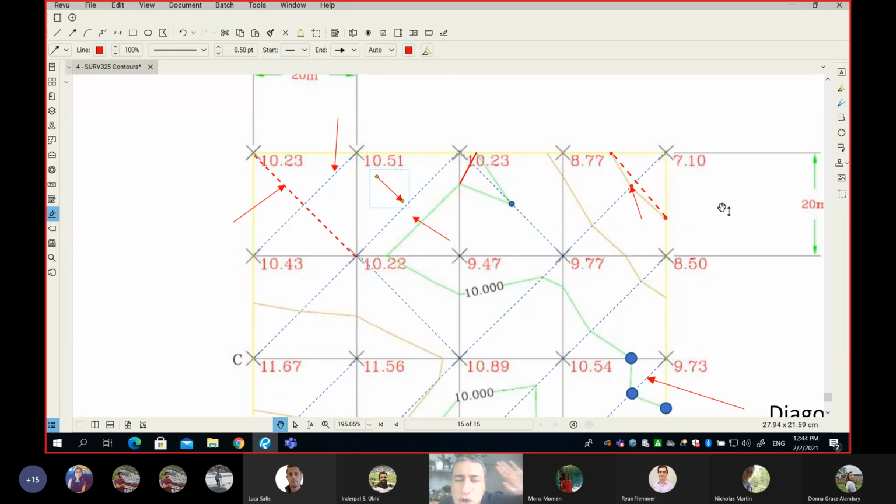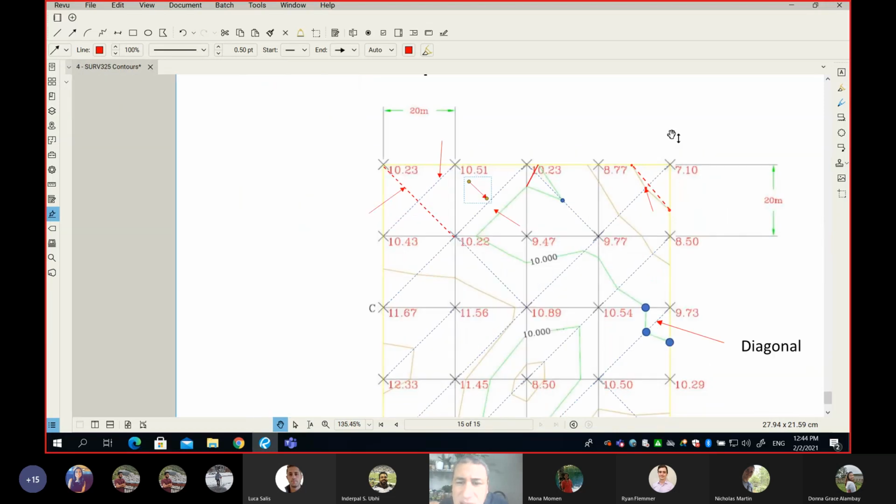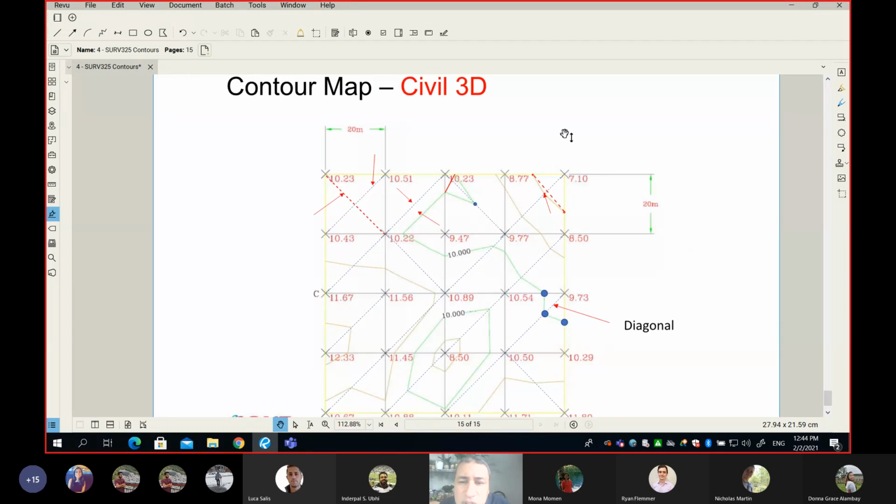If I ask you to draw contour lines as a test or as training, do not interpolate along the diagonal, just interpolate along the sides of the square. Okay, but you need to understand that software also interpolates along the diagonal, which is hard to find. Any question for now?